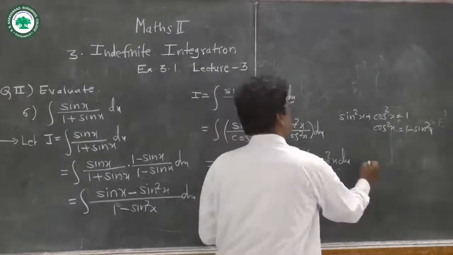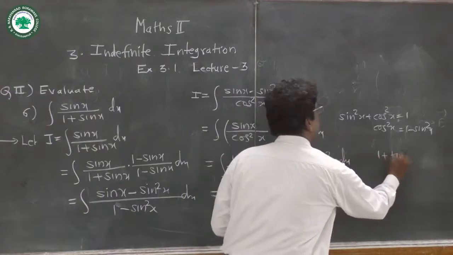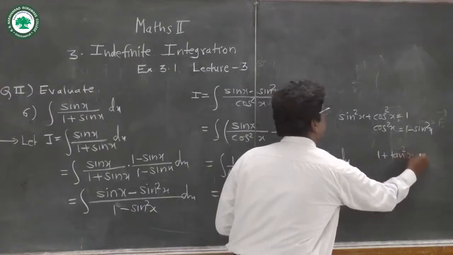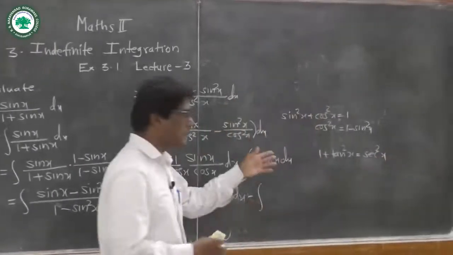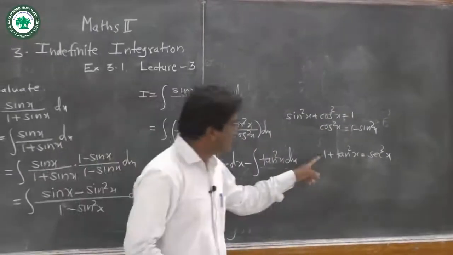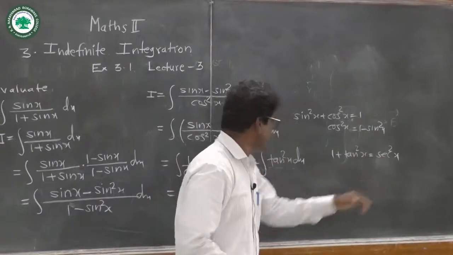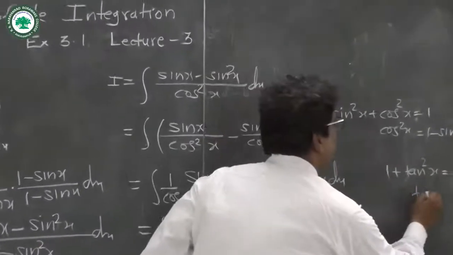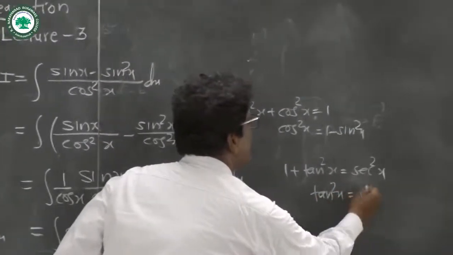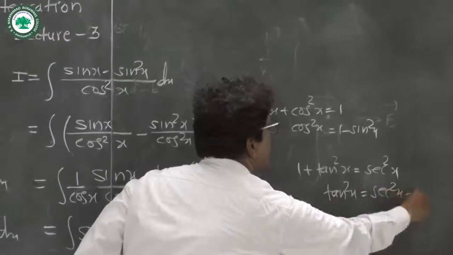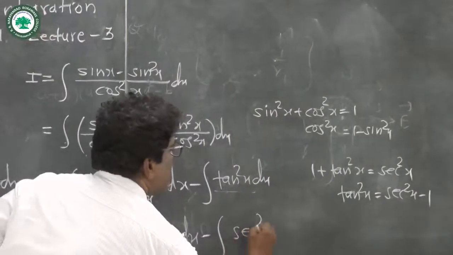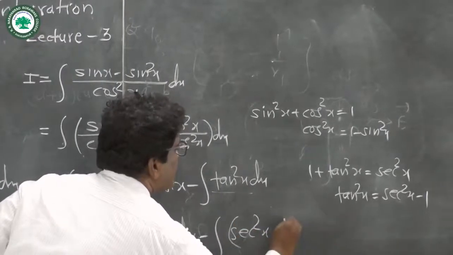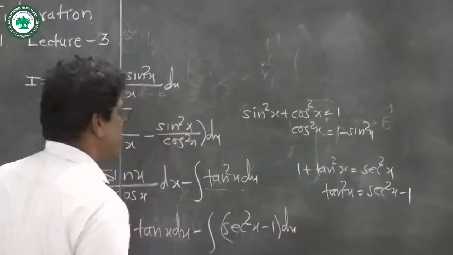What is the second fundamental identity? 1 plus tan square x is equal to sec square x. We have seen this in the 11th standard. So 1 plus tan square x is equal to sec square x. From this we write tan square x is equal to sec square x minus 1. So put here tan square x as sec square x minus 1, into dx.